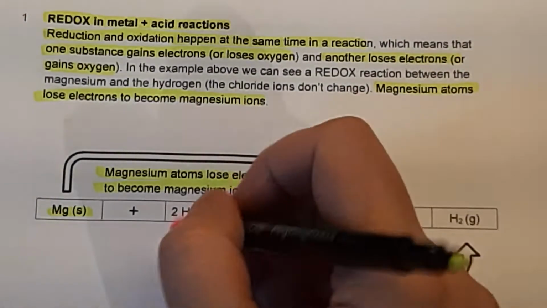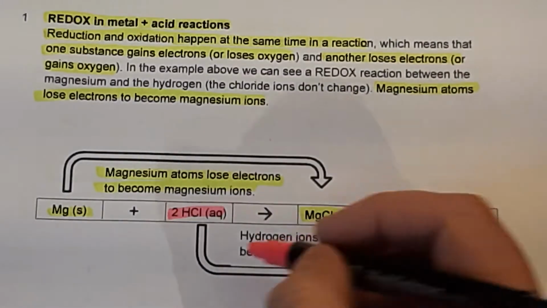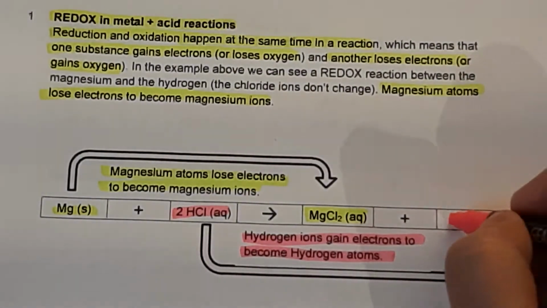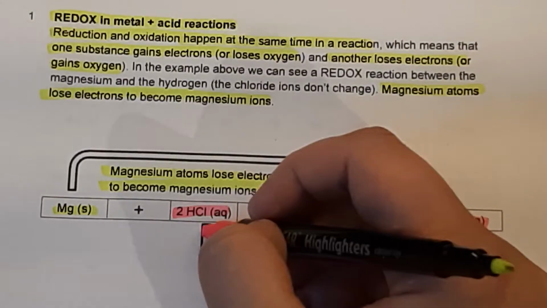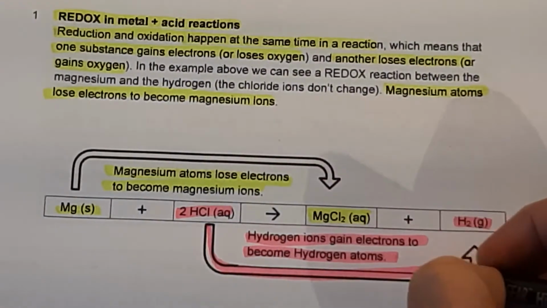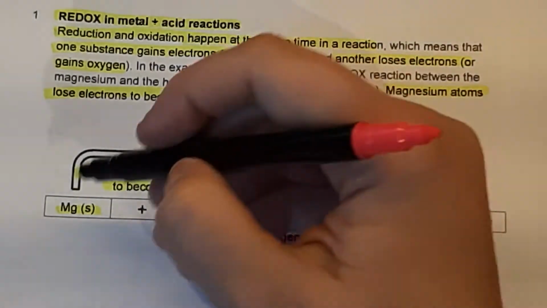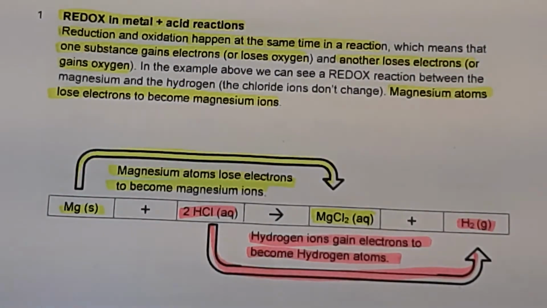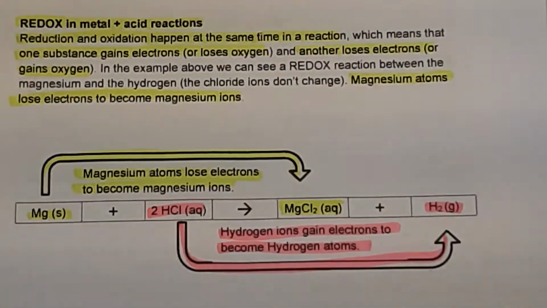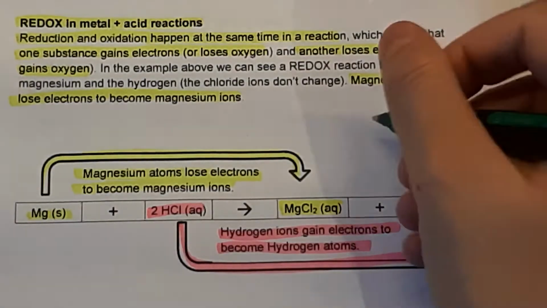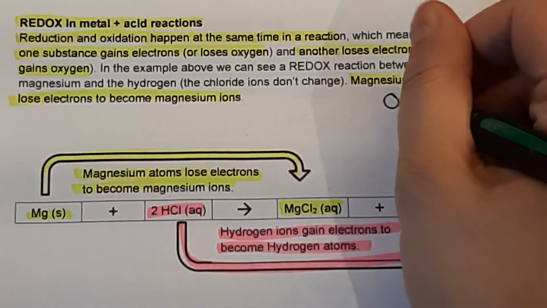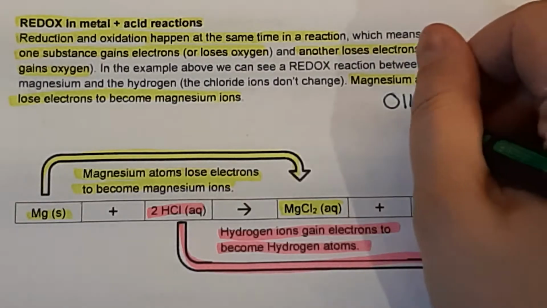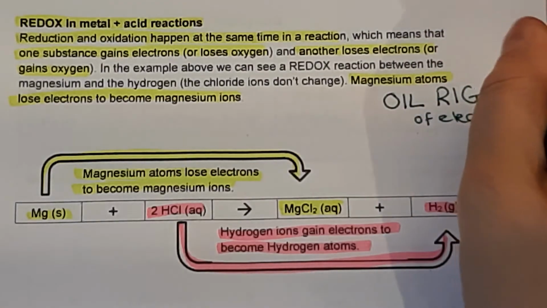Now here we have the hydrochloric acid, and the hydrogen ions have gained electrons to become hydrogen atoms, as shown by this arrow here. So you can see the two different things, and I've put them in different colours to show how they've changed. So remembering our acronym OIL RIG, oxidation is loss of electrons, reduction is gain of electrons, and we're going to write that here.